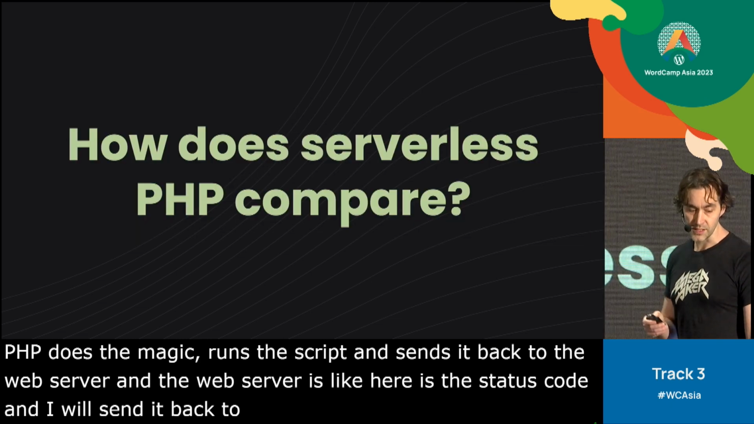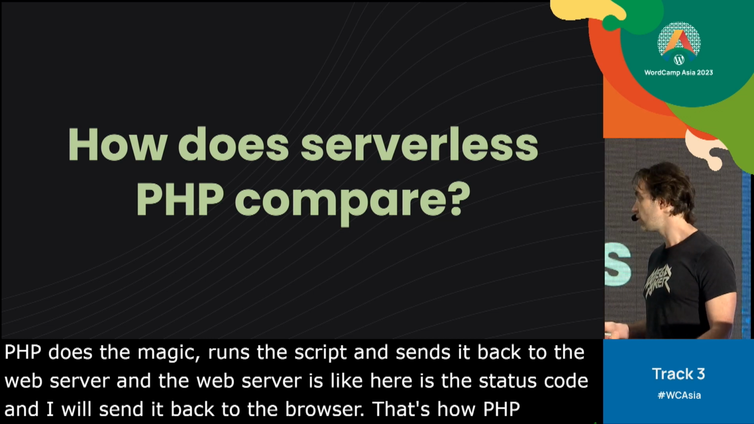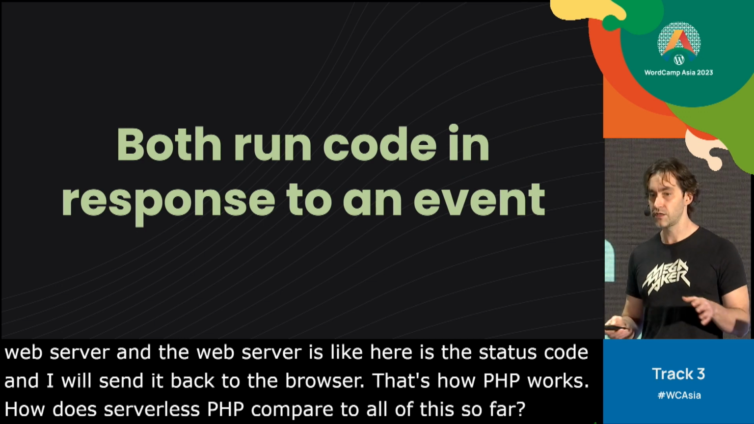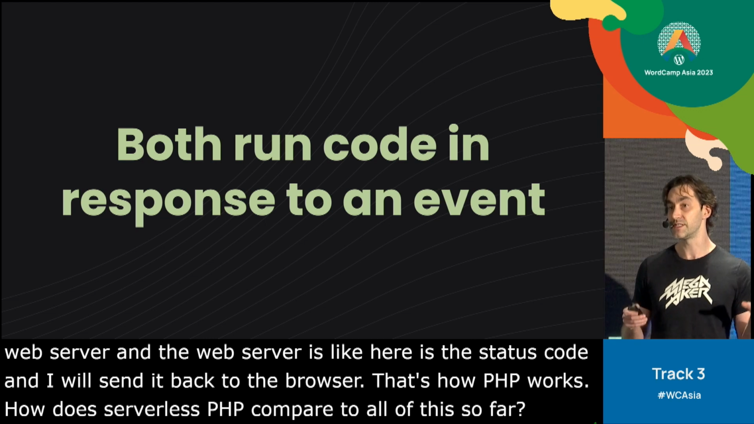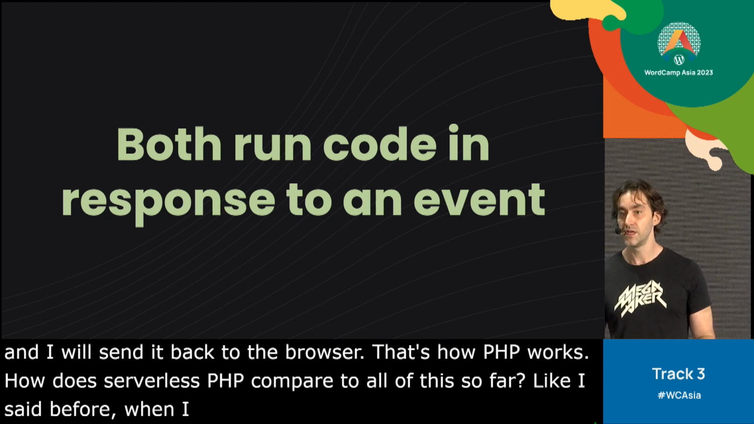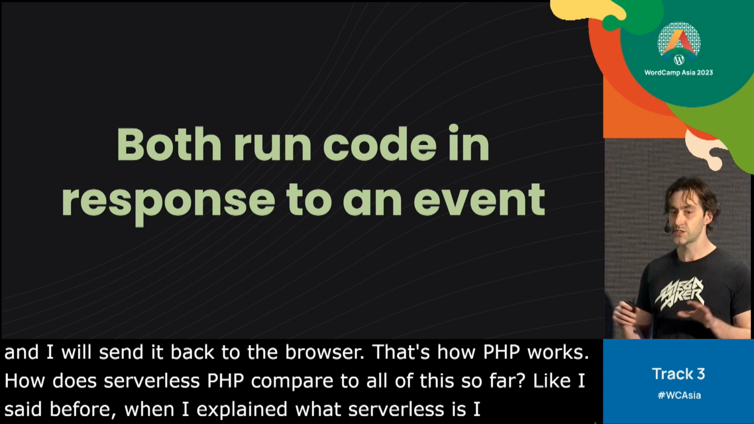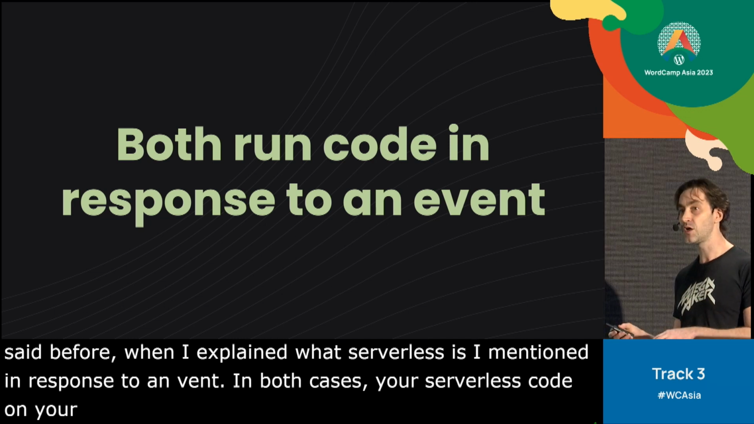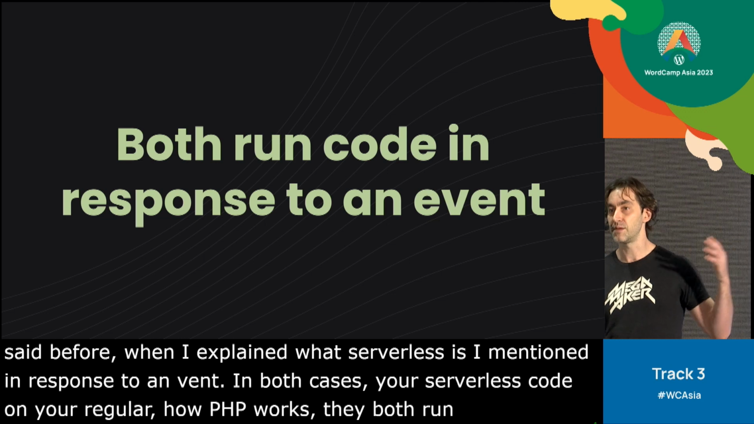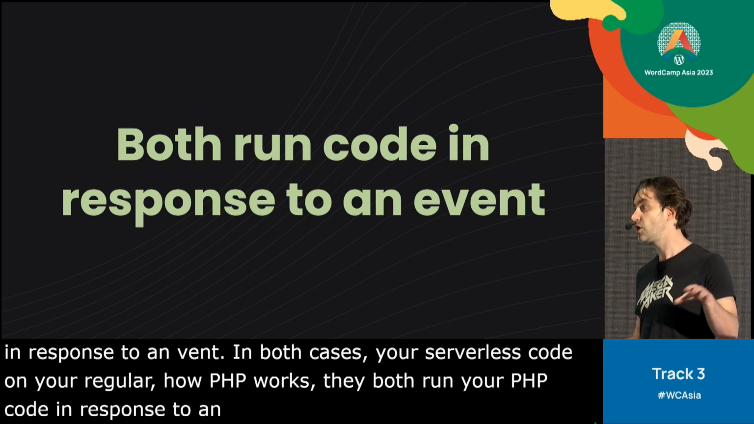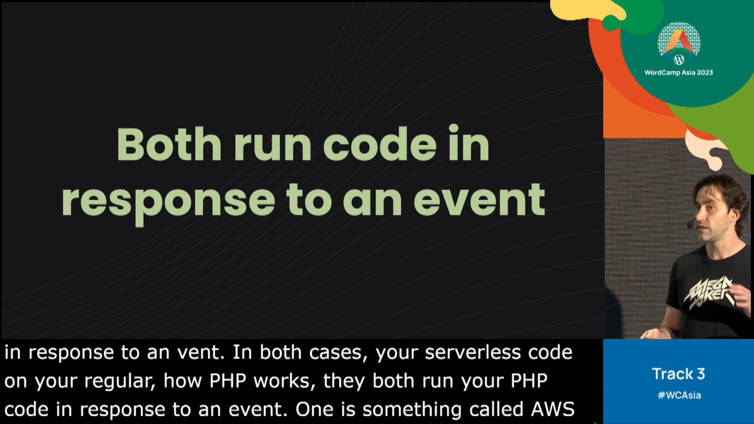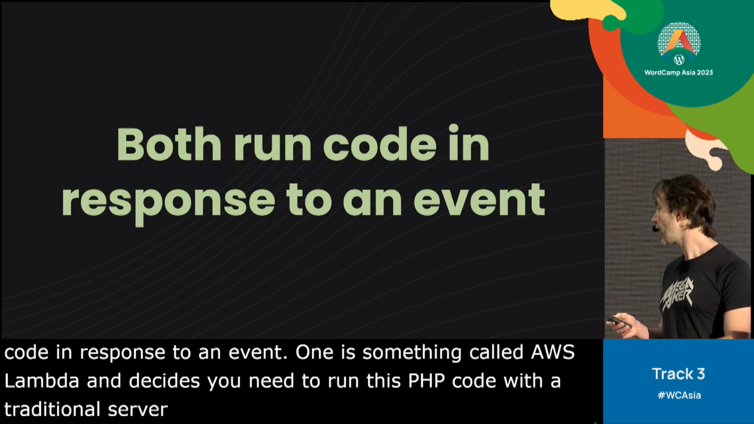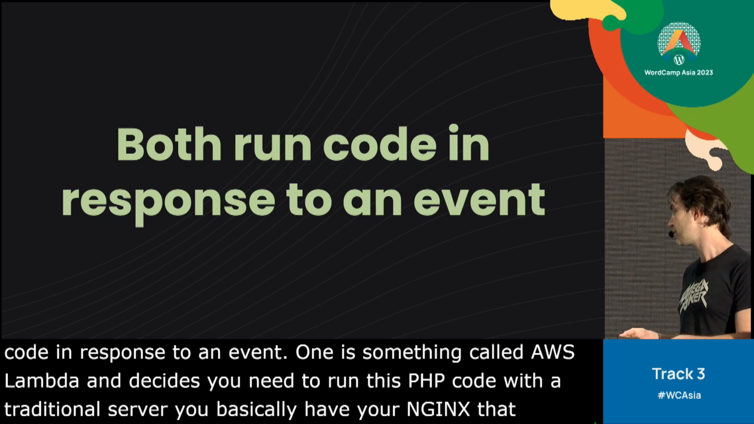So how does serverless PHP compare to all of this so far? Both of them will run code. Like I said before, when I explained what serverless is, I mentioned in response to an event. So in both cases, your serverless code and how PHP works right now, they both run your PHP code in response to an event. One is something called AWS Lambda, and it decides, okay, we need to run this PHP code. With a traditional server, you basically have your Nginx that determines, okay, this is PHP code, let's call PHP-FPM and have it run it.